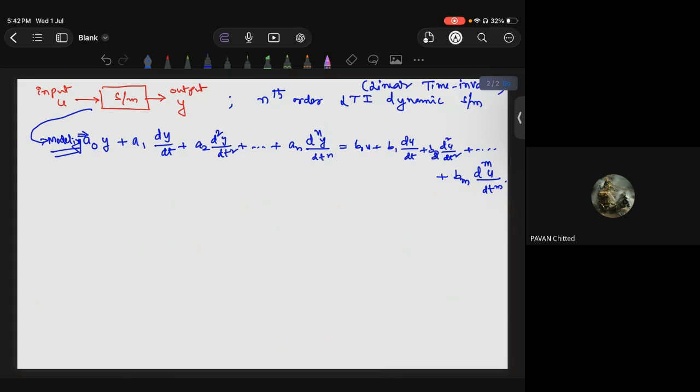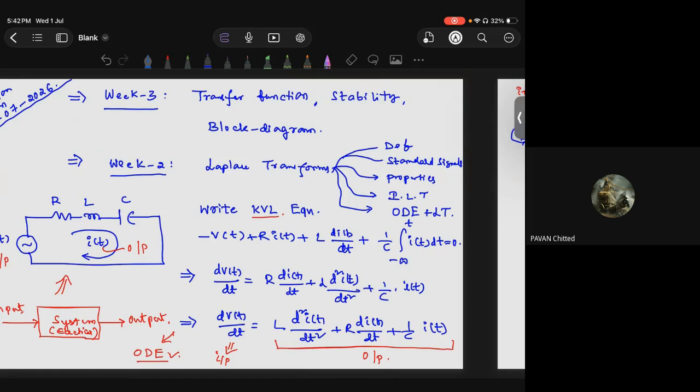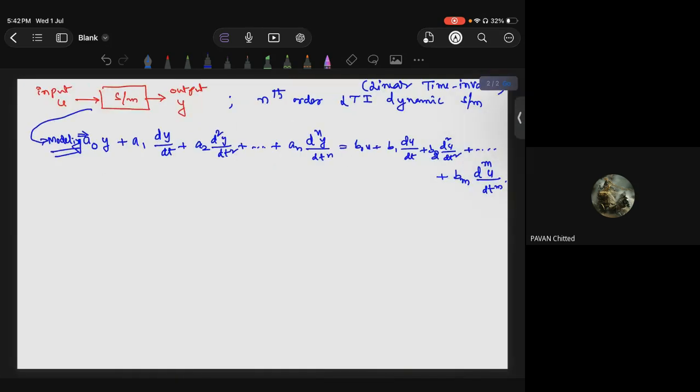Any queries? Okay, so now in this equation, let us consider all initial conditions are zeros.